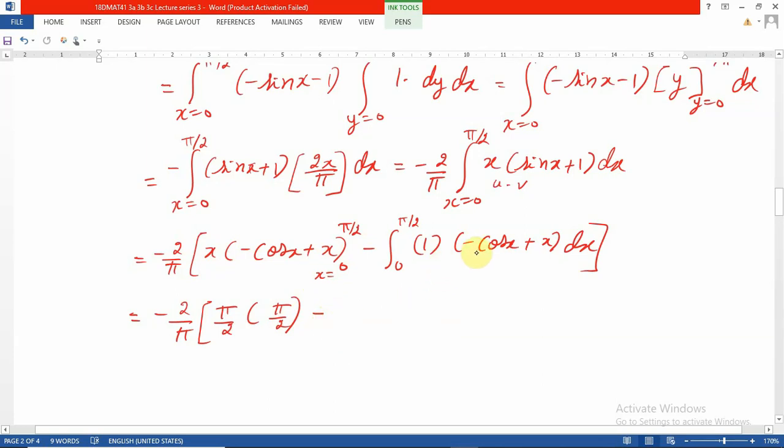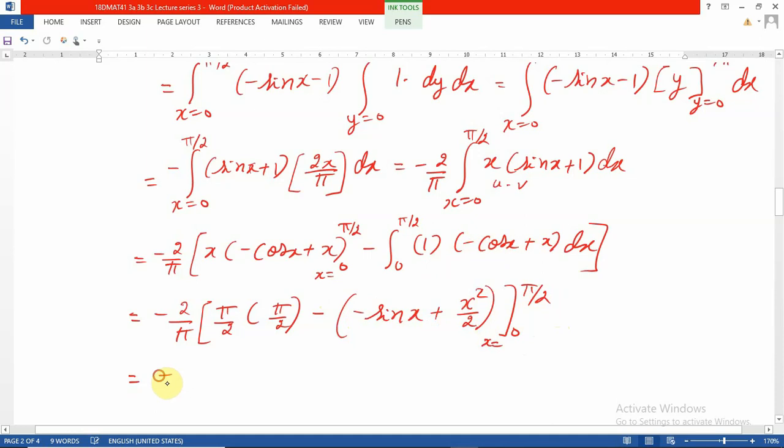Integration will become, here minus is there, minus cos x. So when you integrate this, it is going to become sin x. So therefore I will take this as minus sin x plus, integration of x is going to become x square upon 2 in the limit 0 to pi by 2. Okay, so I'm going to put x equal to 0 to pi by 2.